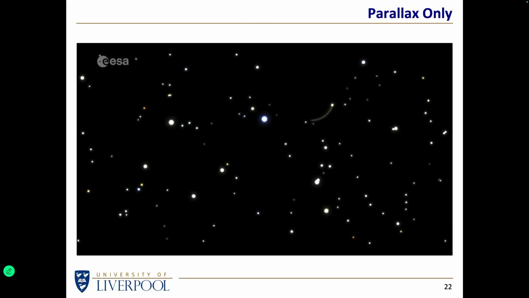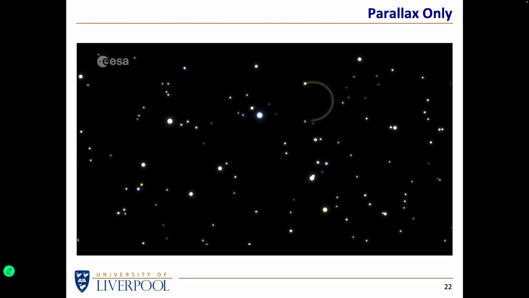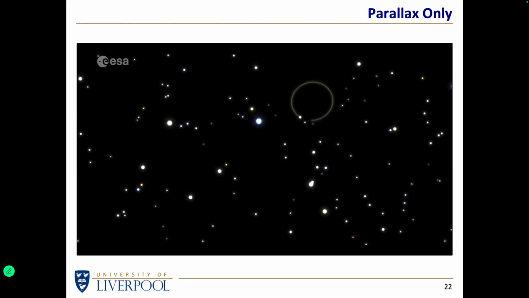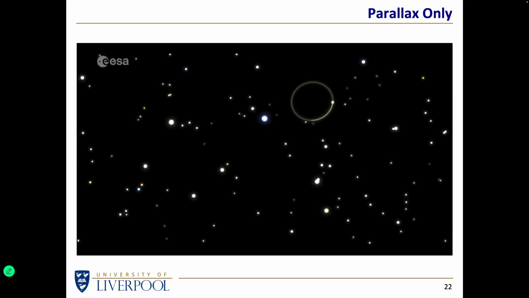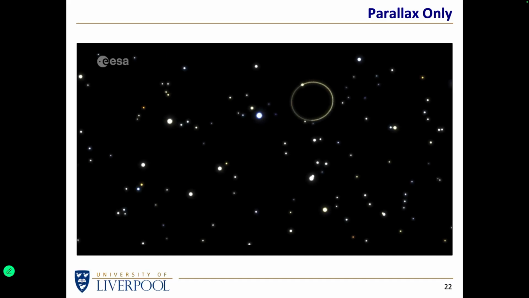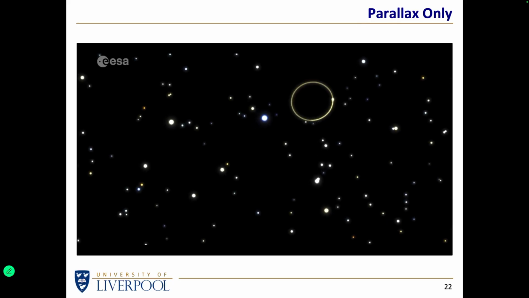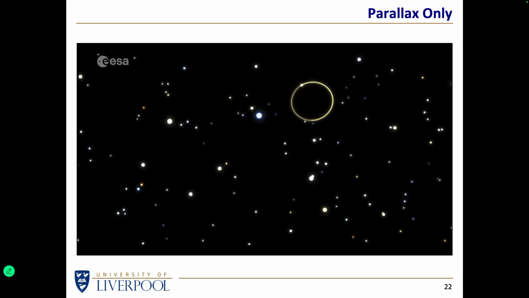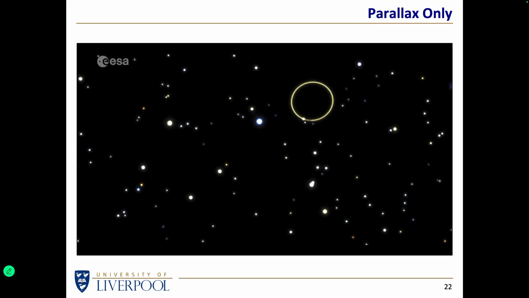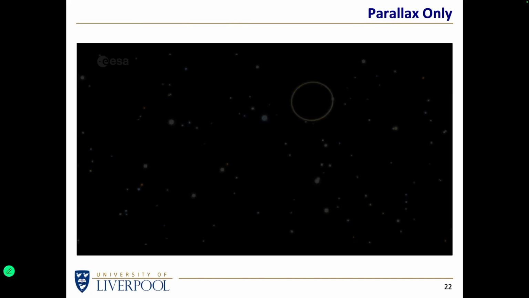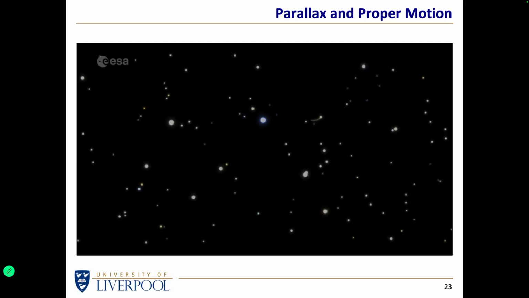If we think about what that actually looks like, if we were to think only of parallax and imagine what the sky actually looks like, if we were to zoom in detail, all the stars would appear to trace out an ellipse in the sky depending on exactly where they are relative to the Earth's orbit. The closer ones will trace out big circles or ellipses.